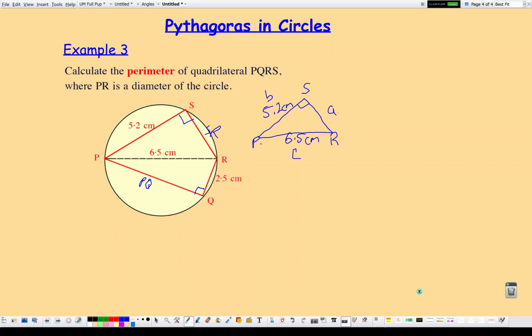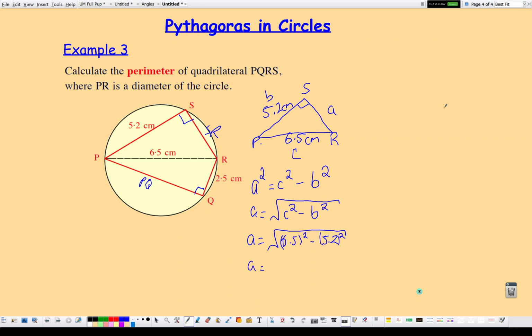So Pythagoras for a short side: A squared equals C squared minus B squared, so A is the square root of C squared minus B squared. So 6.5 squared, take away B, which is 5.2 squared, so get me that answer for A.